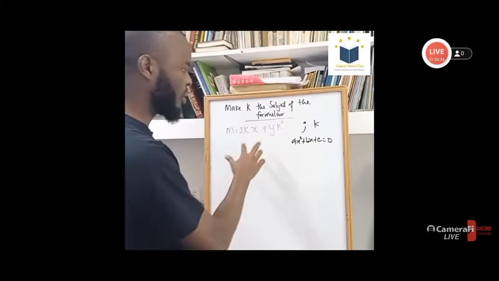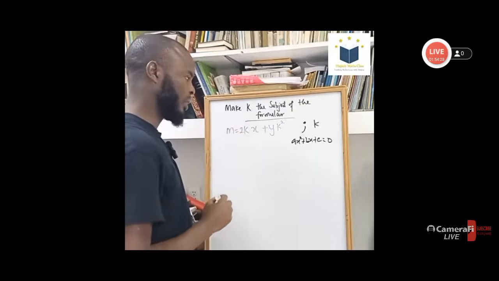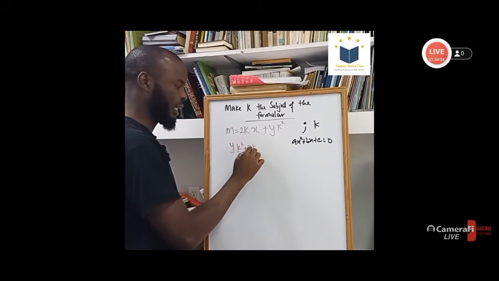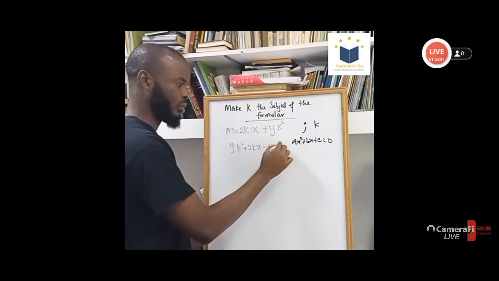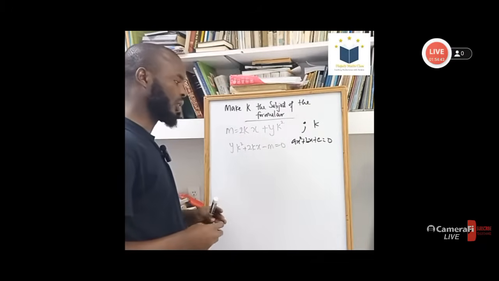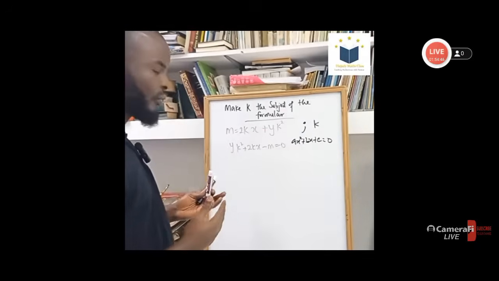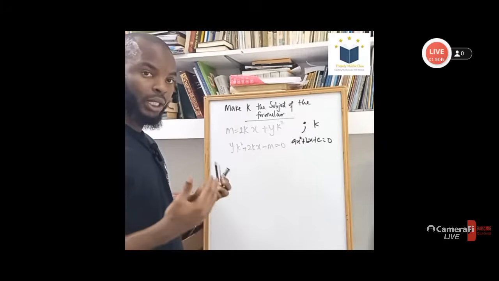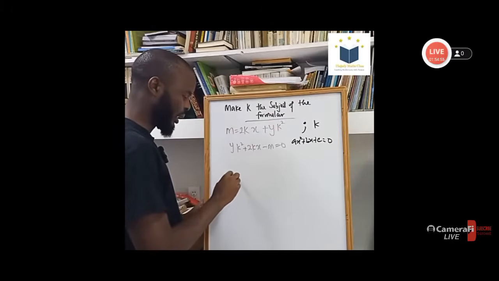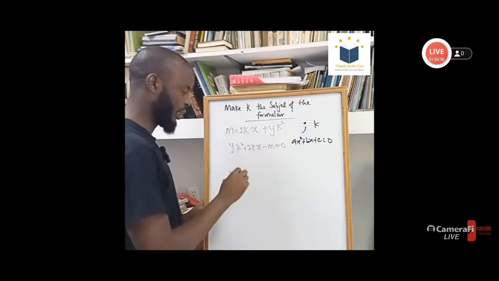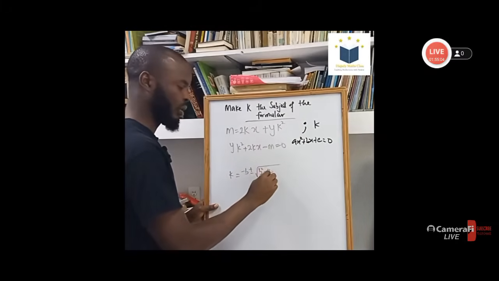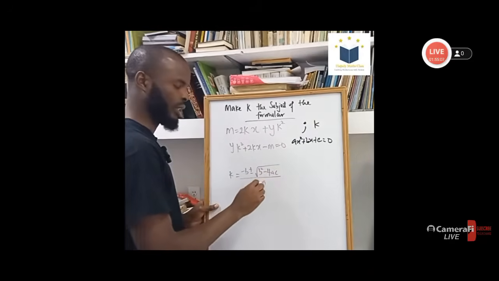Okay, so we're going to make this look like the general form of a quadratic equation. By so doing, we're going to have yk squared plus 2kx minus m equals 0. So this is the same thing as the general case of a quadratic equation. So we're going to make use of the general quadratic formula approach, which is using the formula k equals minus b plus or minus root b squared minus 4ac all over 2a.